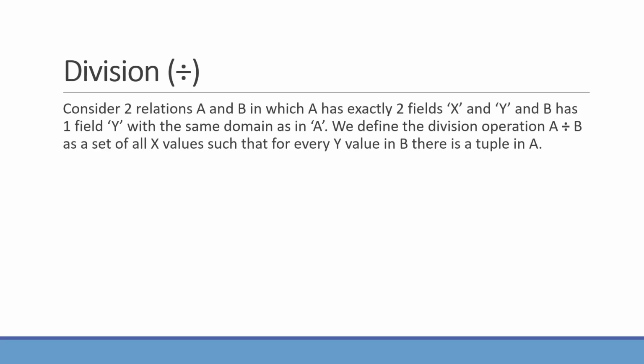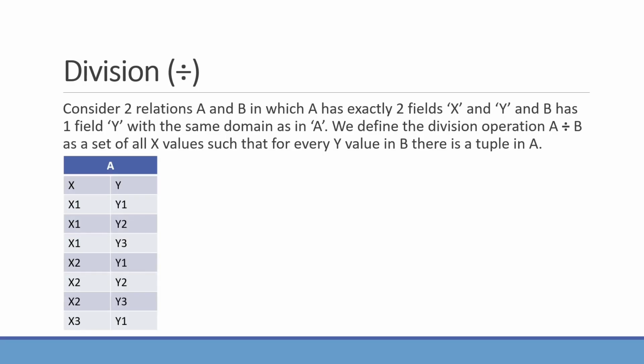Division. Consider two relations A and B, in which A has exactly two fields x and y and B has one field y with the same domain as in A. We define the division operation A divided by B as the set of all x values such that for every y value in B there is a tuple in A.